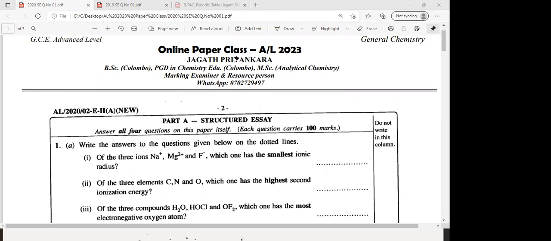Can you quickly post the answer on chat? The first one now. Just guess the answer. Smallest one. I told you in the previous paper, when the charge of the cation increases, the size becomes smaller. See, the smallest ionic radius. Cation is smaller than anion, and for cations, the greater the charge, the smaller the size. Very easy. Please write it.